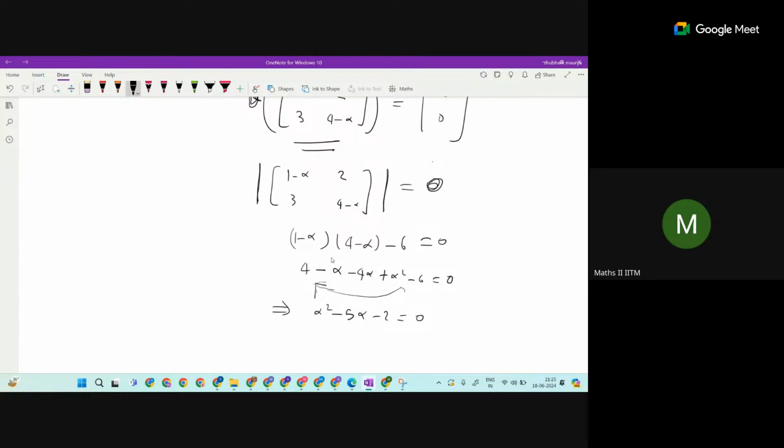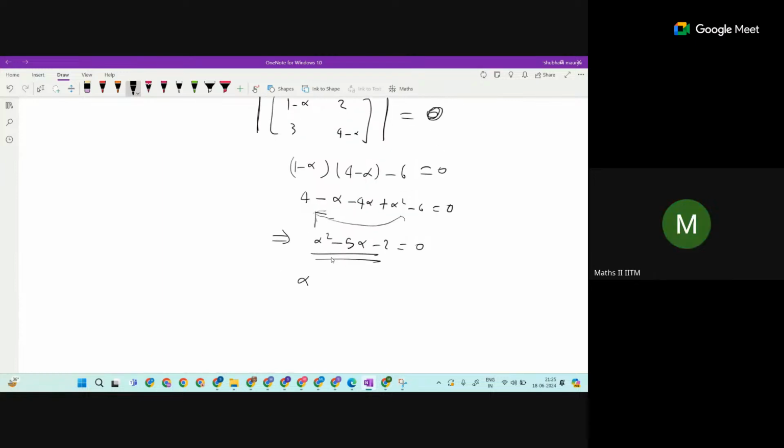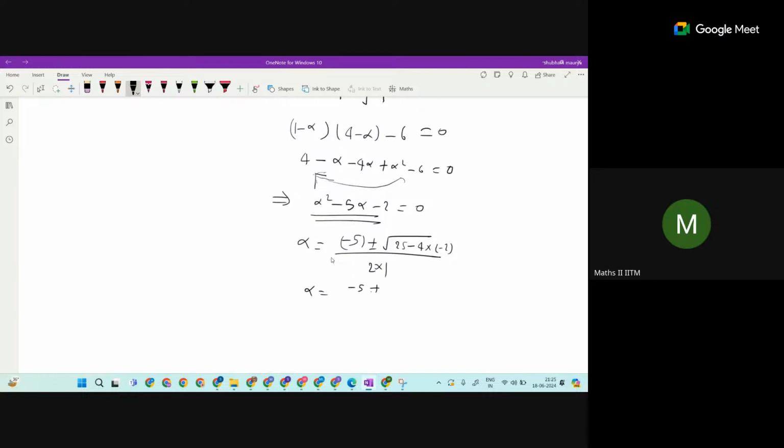Is this correct? Yeah. And now I have to find the root of this. Alpha is equal to minus b plus minus the square root of b square, which is 25, minus 4 into a into c, upon 2 into a, which is 1. So here alpha is equal to minus 5 plus minus root of 25 plus 8, which is 33, by 2. Minus 5 plus minus root of 33 by 2.